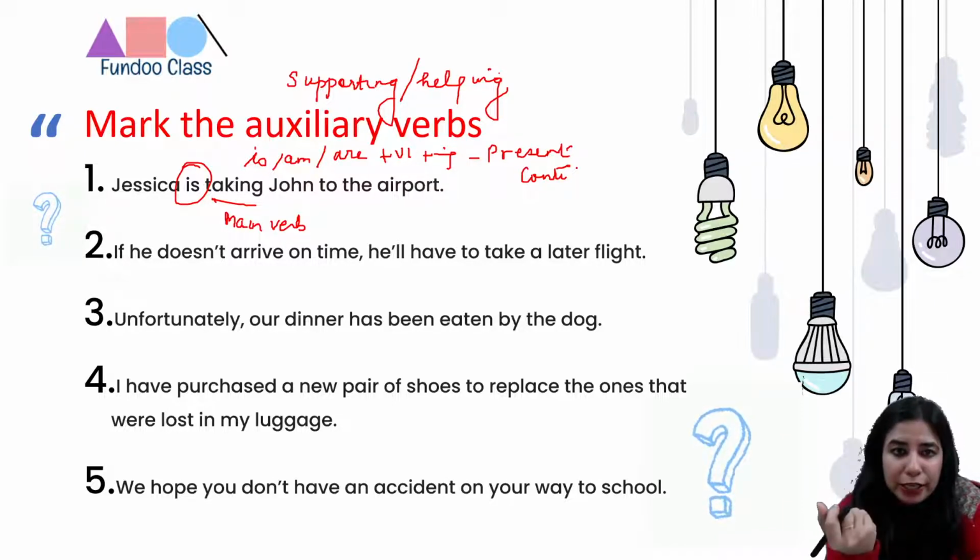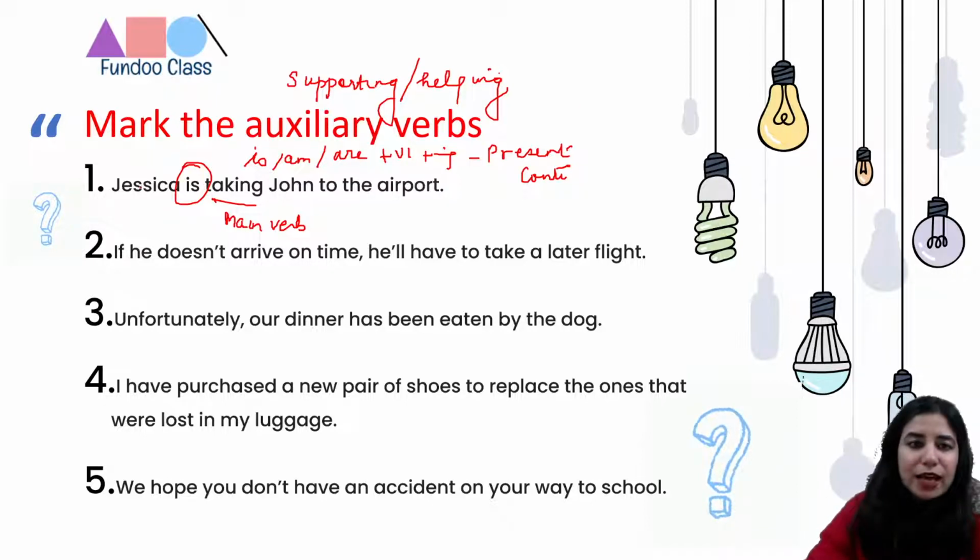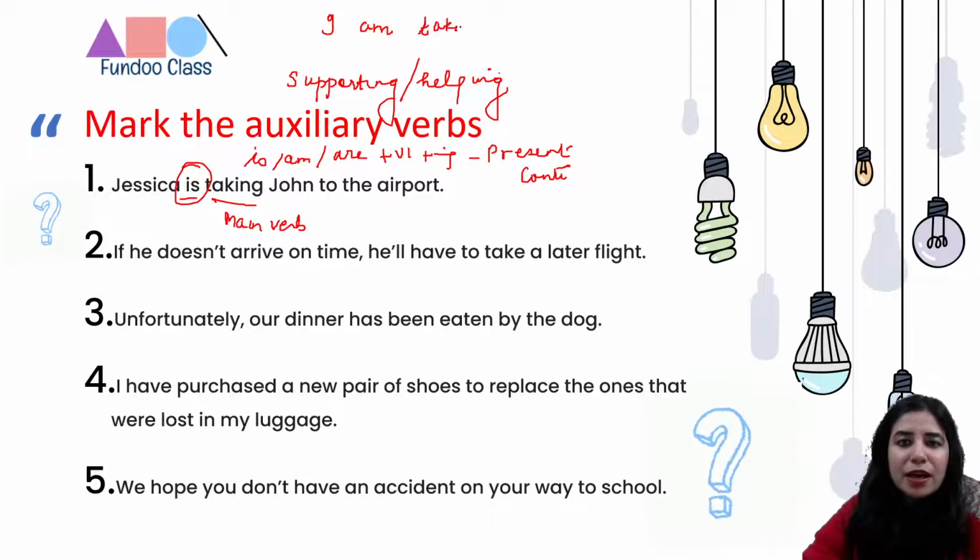Is is used for singular. So like Jessica is a singular subject, so we are using is. If I talk about I, you are going to use the auxiliary verb am. I am taking John to the airport. So that's how I'm going to construct the statement.